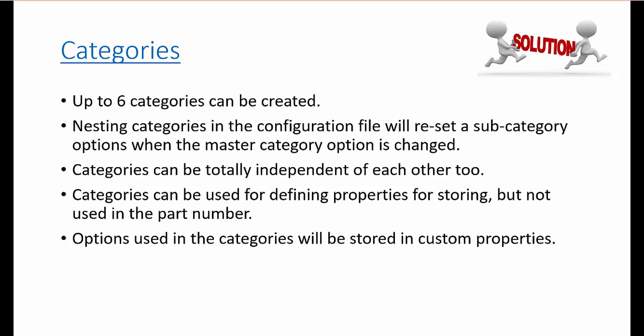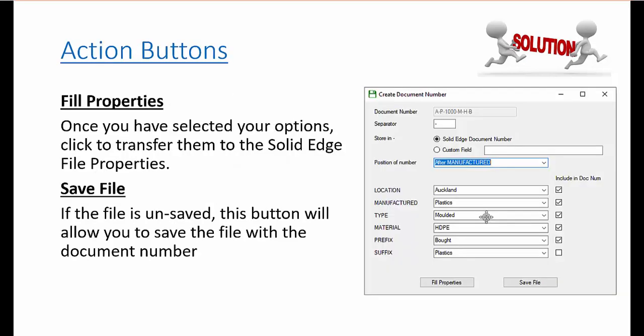So as I said, up to six categories can be created. Nesting is allowed, and individual categories can be an option as well. Categories can be used for defining properties for storing, but not necessarily used in the part number. So if you just want to have something to search on, you can, but not form the definition of the part number. And then options in using the categories will be stored in custom properties, as I said, for better storage.